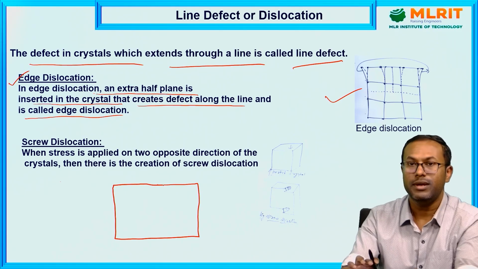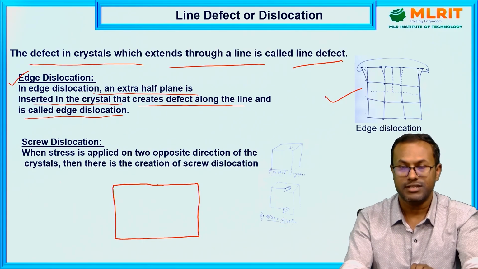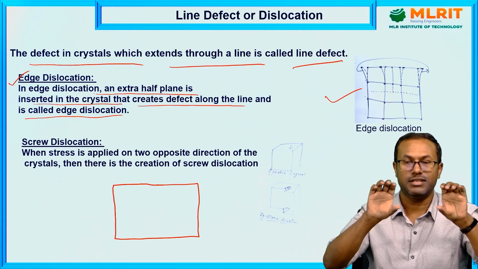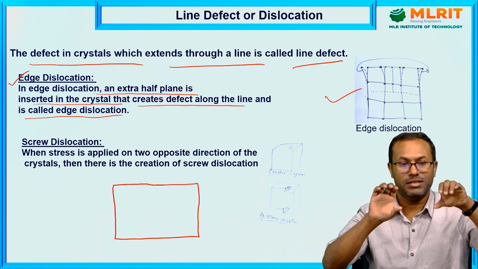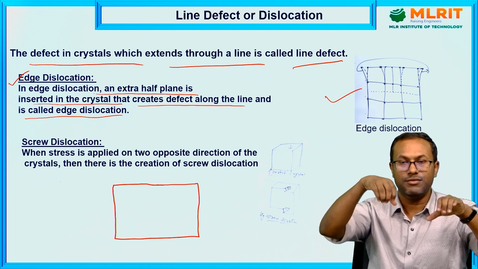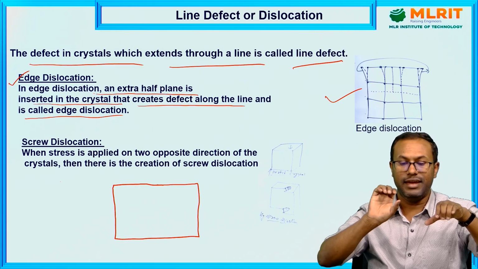Okay, now we bend this structure. Suppose this is a crystal structure, and we just bend it. Suppose we bend it like this: on one portion I am pushing a force in a clockwise direction, and on another side I am pushing a force in an anti-clockwise direction. So in that case, what will happen?